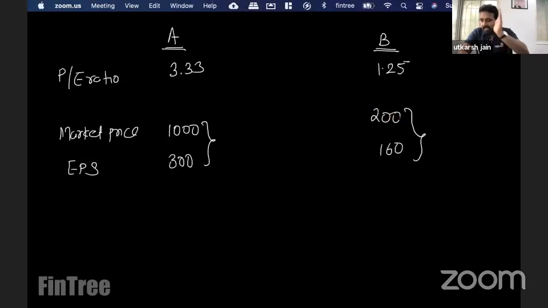Are you going to select A or are you going to select B, depending on which P ratio is lower? What's your selection? Because generally lower P ratios means you're getting that stock at more attractive valuation. A lower P ratio means it's cheaper. Lower P ratio means sasta mil raha hai.